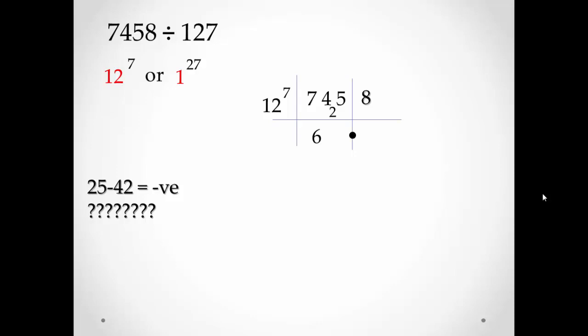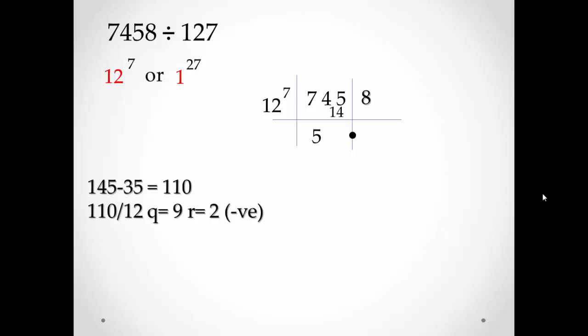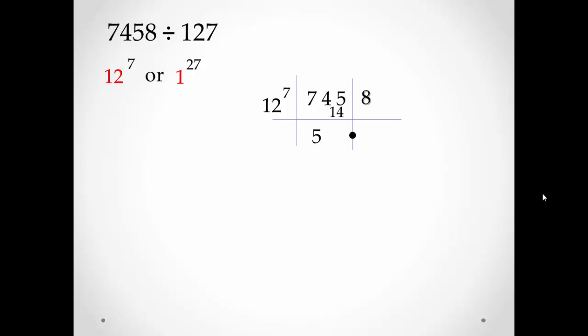In the next problem we'll consider cases with 2 digits on top. Okay, now 74 by 12, that is 12 times 6 is 72. So we are left with 2, and we know 2 times 5 minus 7 times 6 is 42, so we are getting a negative answer. So we'll again reduce our quotient by 1, and when we do that, we are left with 14 as a remainder.